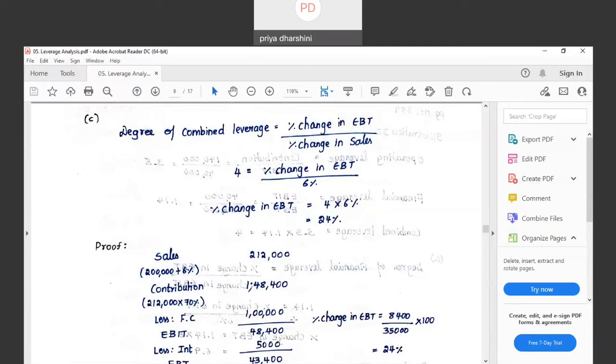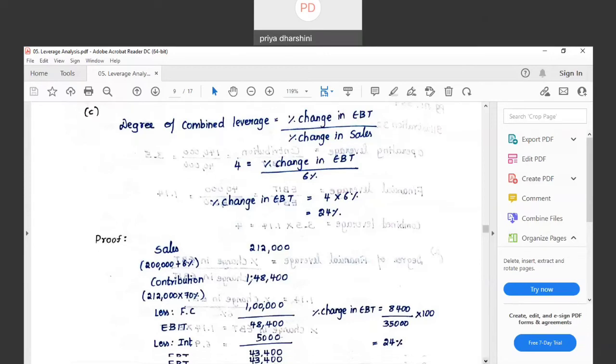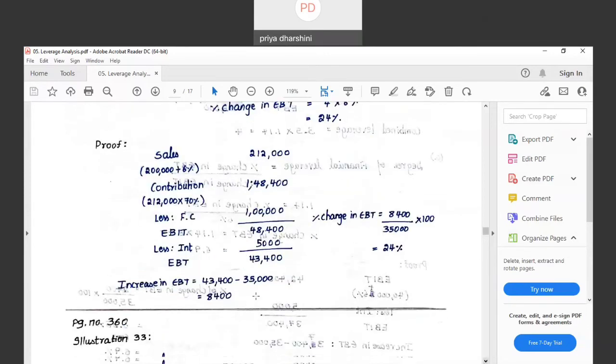Fixed cost remains the same, 1 lakh. EBIT. Interest remains the same, 5,000. EBT. How much was the earlier EBT? Earlier EBT was 35,000. How much is the increase? 8,400 is the increase on the base value of 35,000. If you are representing it as a percentage, you get 24%. The same 24% I got by applying in the formula, hence proven. Are you able to understand?